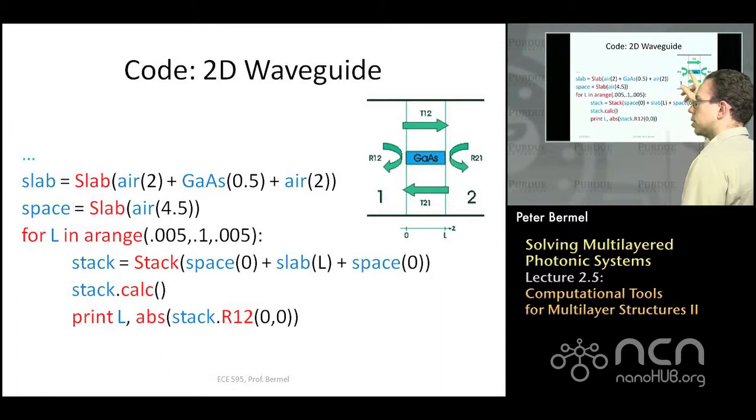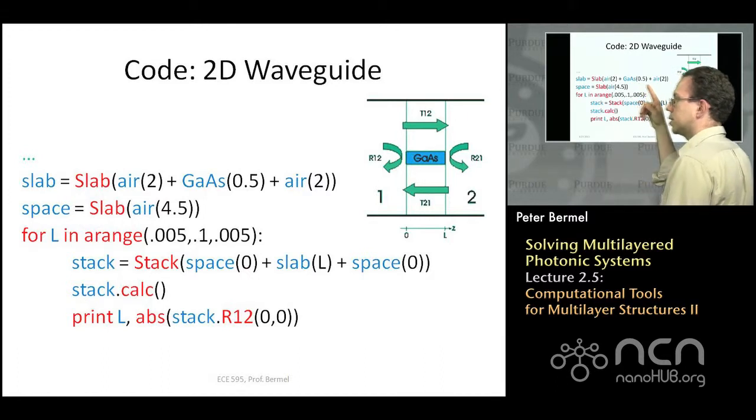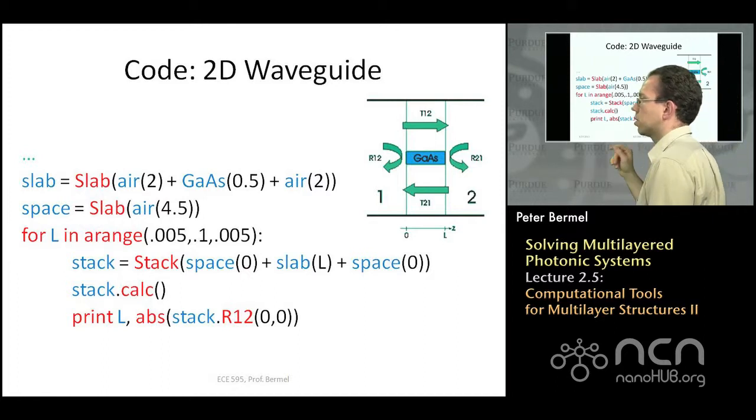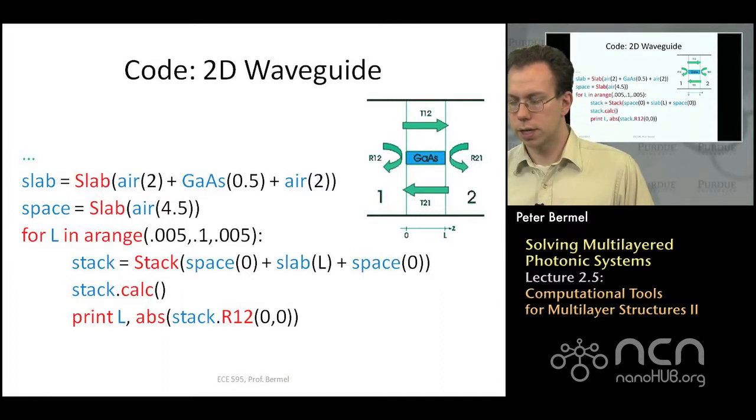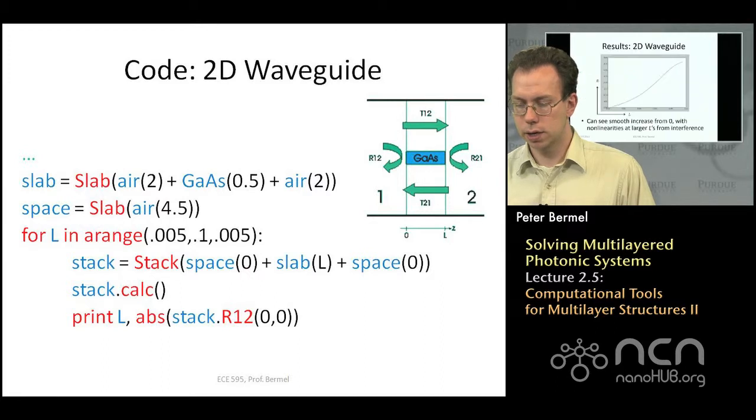Okay, and so basically you have your source here on the left, transmission in this direction, and then basically reflection R12 over here. So you construct this in a way that's kind of similar to before, but you have basically a stack of the waveguide slab and then air, one on top of the other. And then you calculate what's happening with that whole 2D stack. And then you can output, for example, the reflection. That's what I'm outputting in this code.